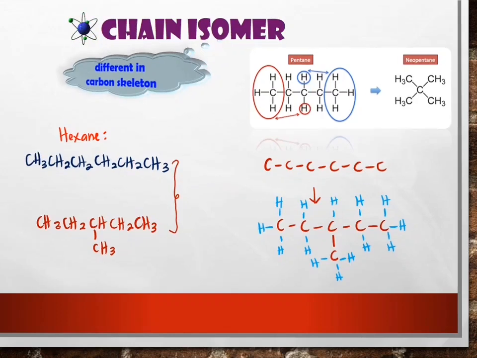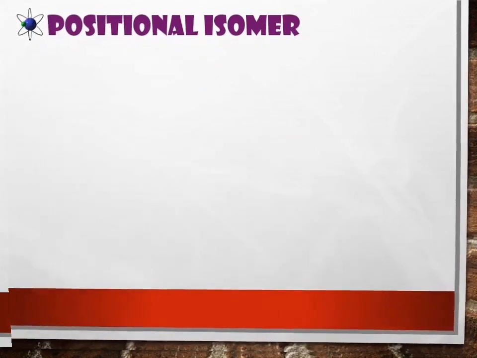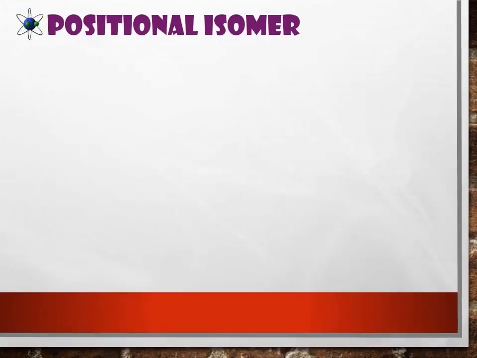Actually, class, if you refer to your lecture note, this hexane will consist of 5 chain isomers. The chain isomer that I draw here is one of that. So you can draw the other 4 chain isomers for hexane. Positional isomer. What is positional isomer, guys?